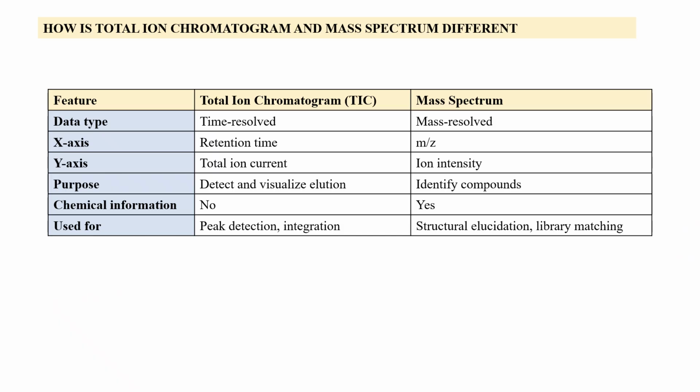Now, how is total ion chromatogram and mass spectrum different? Data type. Total ion chromatogram is time resolved, whereas mass spectrum is resolution on the basis of mass.